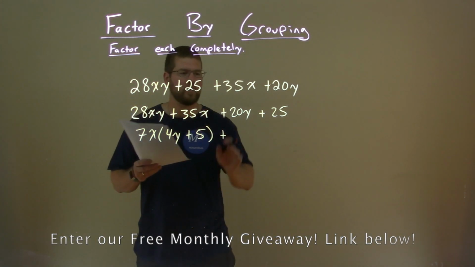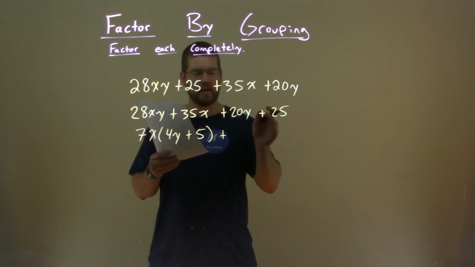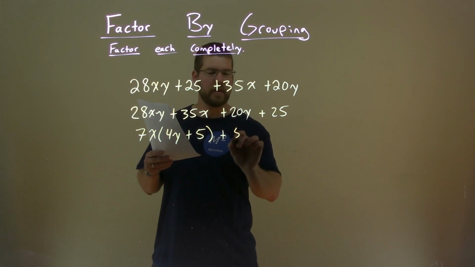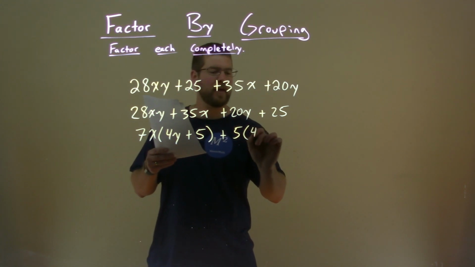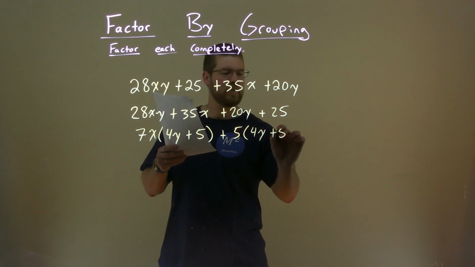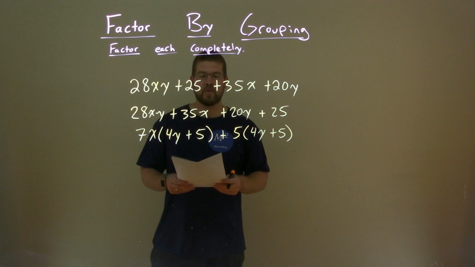We're going to do something similar with the next two numbers. 20y and 25 both have a 5 in them. We pull out a 5, and we're left with a 4y plus a 5 here. So where do we go from there?